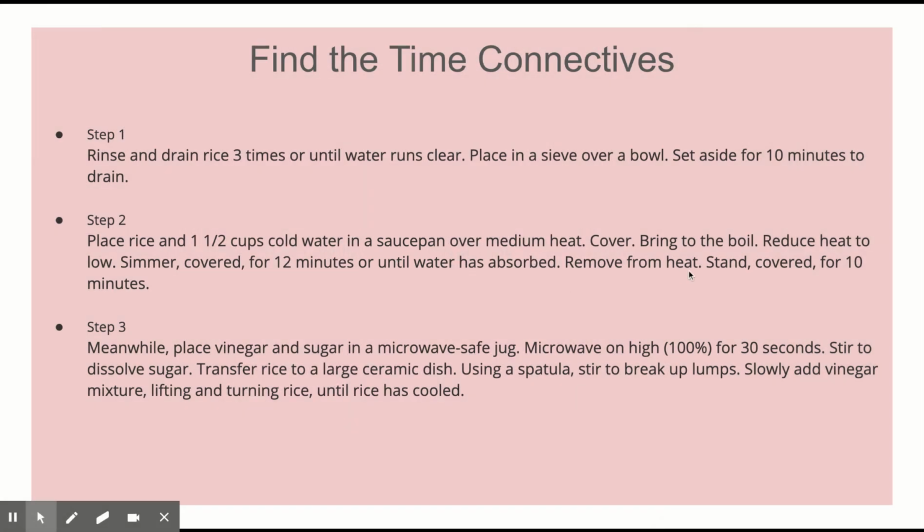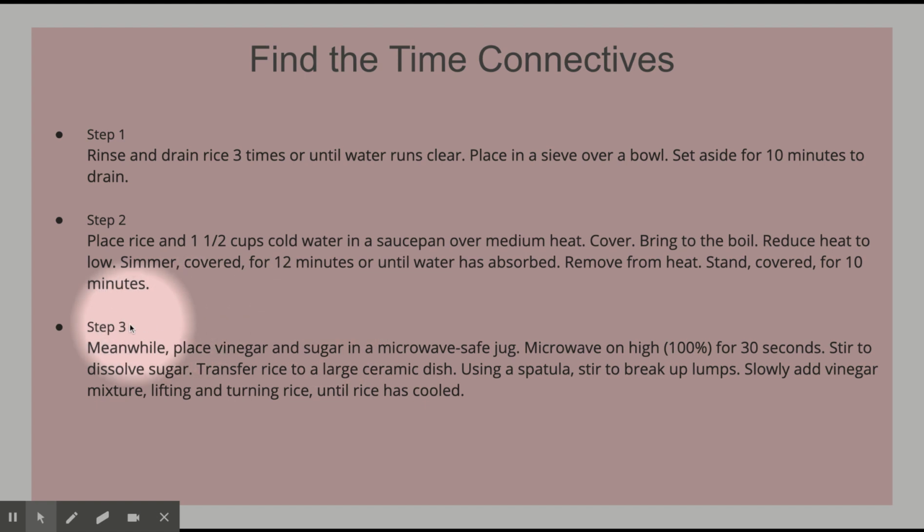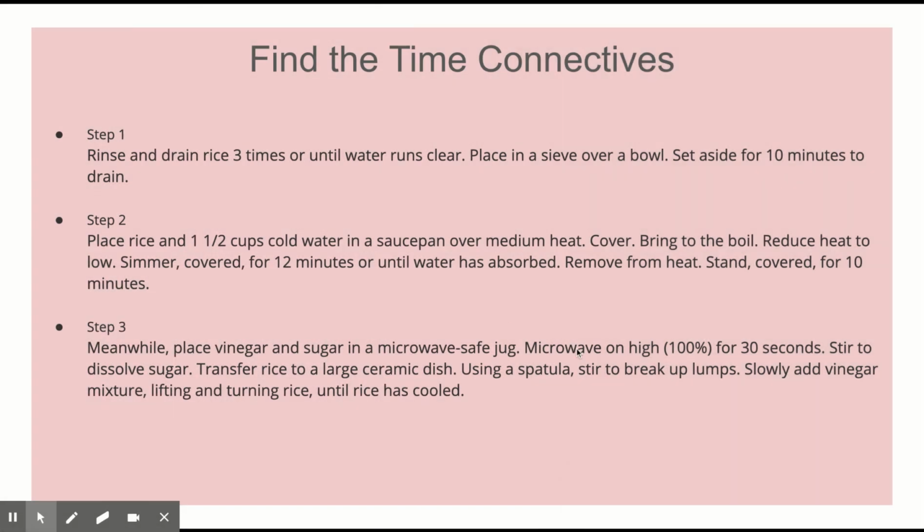Remove from heat. Stand, covered, for 10 minutes. Step 3. Meanwhile, place vinegar and sugar in a microwave-safe jug. That's right, well done. Meanwhile is a time connective. Microwave on high for 30 seconds. Stir to dissolve sugar. Transfer rice to a large ceramic dish.